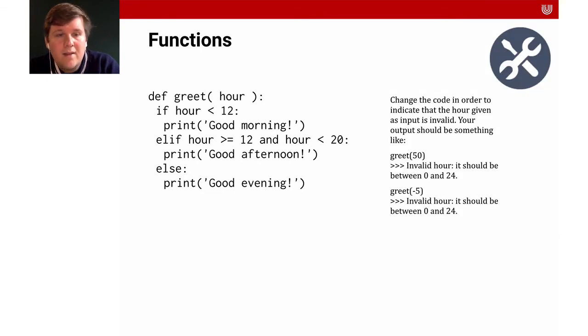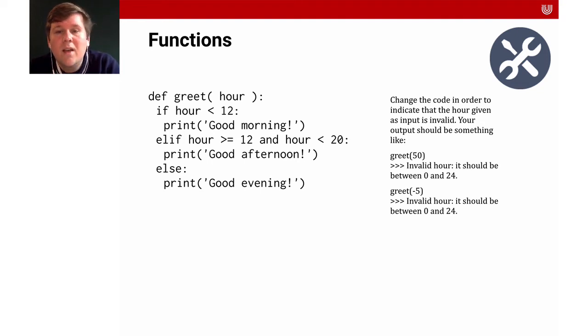And here's an exercise that I would like you to do to learn a bit about Python. The first thing would be to implement this yourself, right? To type it into a Python interpreter or into a Jupyter notebook. And as a first exercise, I want you to change the code to indicate that the hour given as input is invalid. So what you can see here is, of course, you can enter a value like 50, and the function, which is basically about greeting you based on the time of the day, will tell you good afternoon.